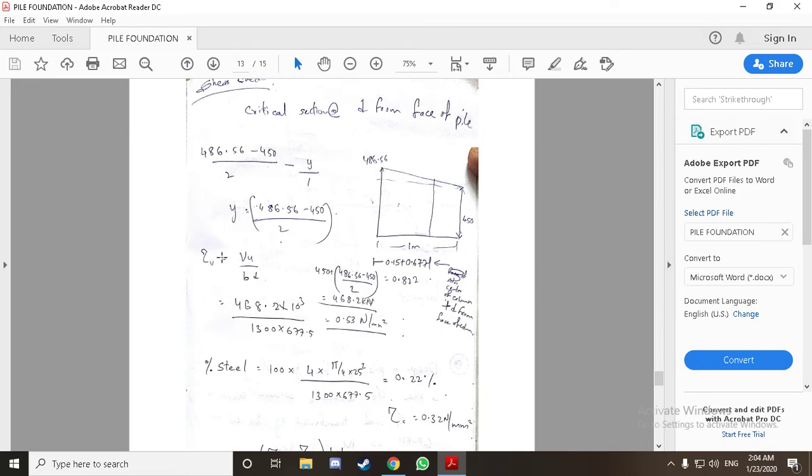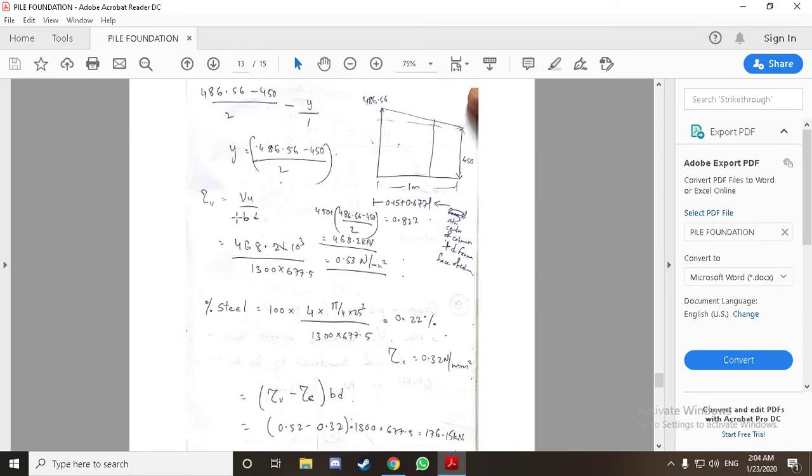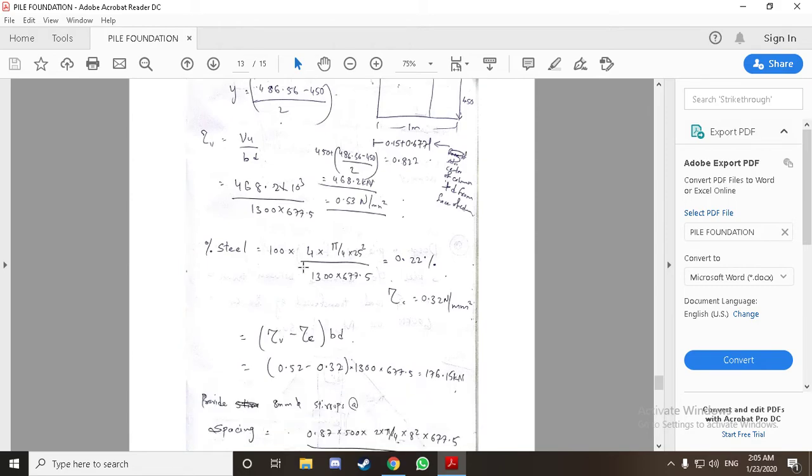Now we'll calculate tau v, that is Vu by Bd. The shear force which we got here will be used, and for Bd, we know the breadth of our pile cap is 1.3 meters, that is in the y direction, and small d is 677.5 mm. So from this we got tau v as 0.53 newton per mm square.